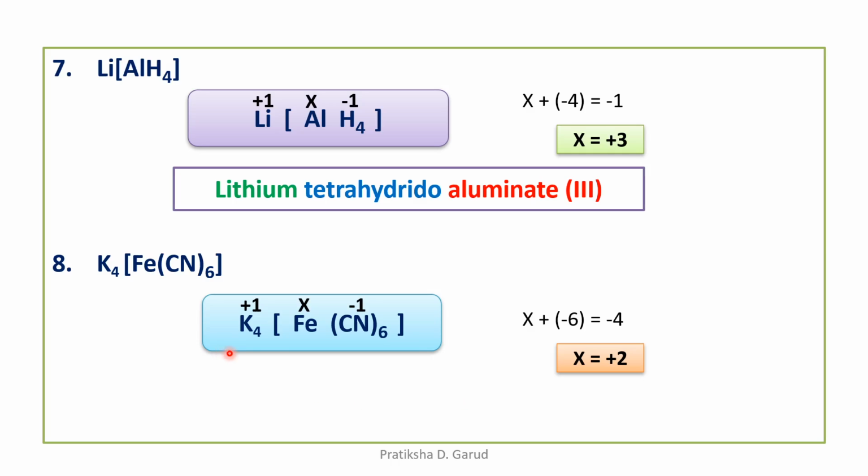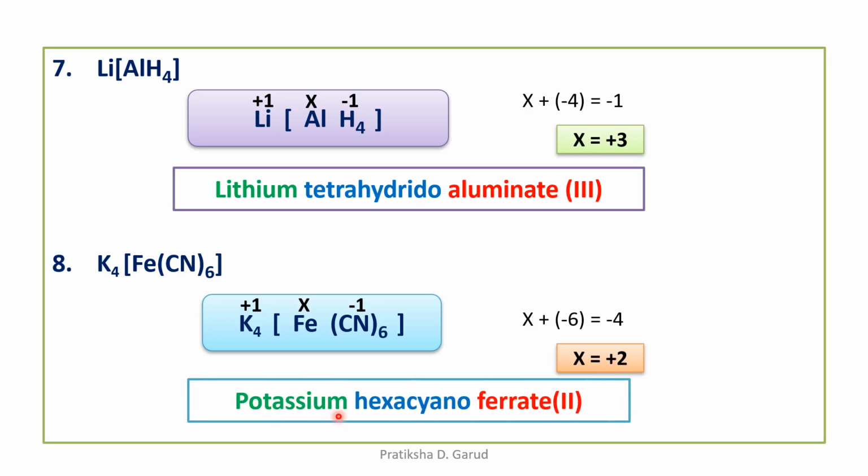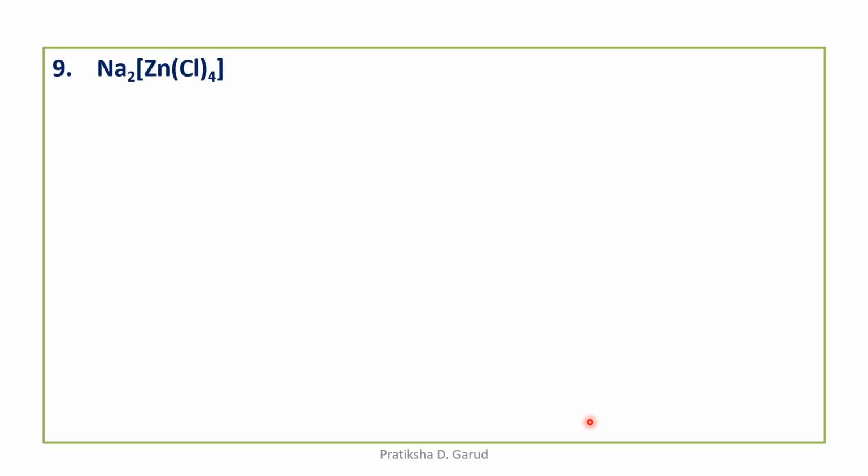So how to write the name? First of all, name of the cation, that is potassium. Then hexacyano, in between these two a space, and then ferrate. For the Fe we have to write the ferrate, that means ending is -ate, and in the bracket we are having the oxidation state 2. So the name is potassium hexacyano ferrate +2, right? So this is K4Fe(CN)6.